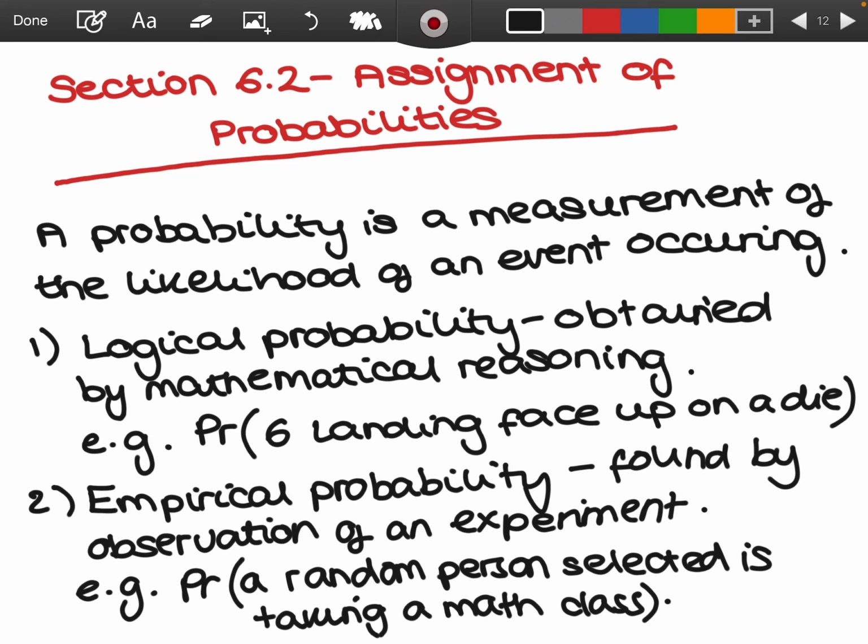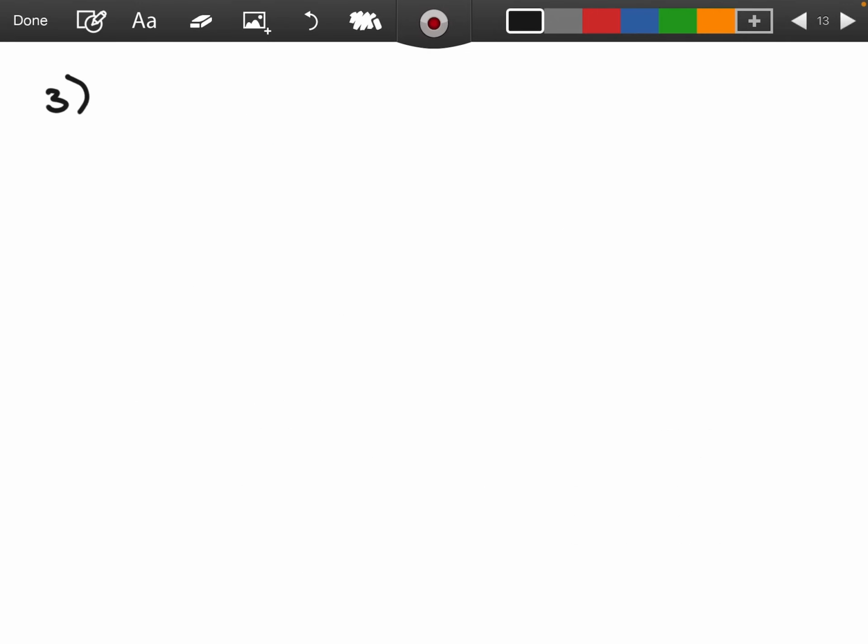This can also be called relative frequency in some textbooks. Okay, so you say that 100 out of the 300 are taking a math class. That's the relative frequency of someone taking a math class. Okay, so that's another term that you may hear instead of empirical probability. But that is what we tend to call it in this course.